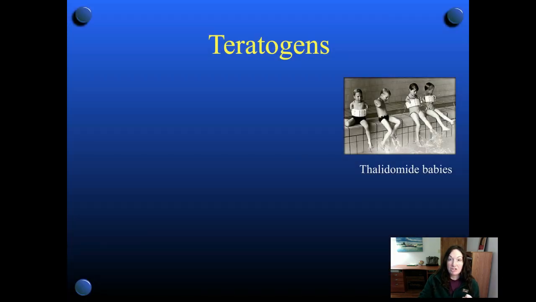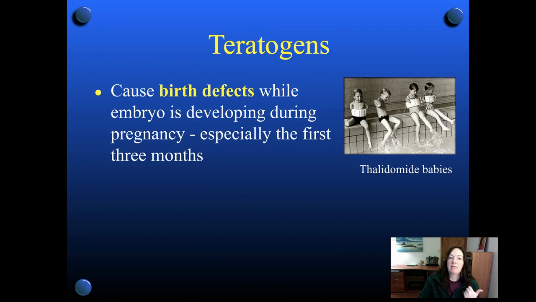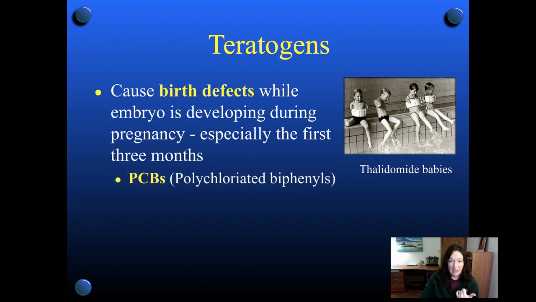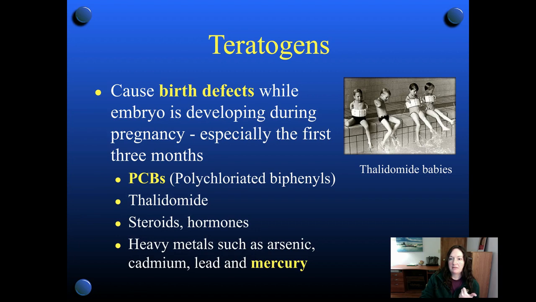Teratogens are things that harm babies in the womb. So they cause birth defects when the embryo is developing in pregnancy. What you're seeing there in that picture is called, I can't remember how to say this medication, thalidomide. Thalidomide was a medication that was given to women when they were pregnant to help with morning sickness. And then they discovered that these babies were being born without arms, sometimes without legs. And so they stopped using it.